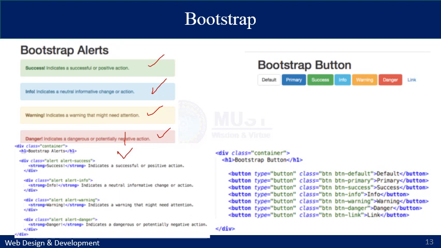Bootstrap also provides you a number of buttons. The default button is white. There is a primary button, there is a success button, information button, warning button, danger button, and there is a link button that only shows the text. So the code for the Bootstrap buttons is depicted here. You can make use of this code as well.